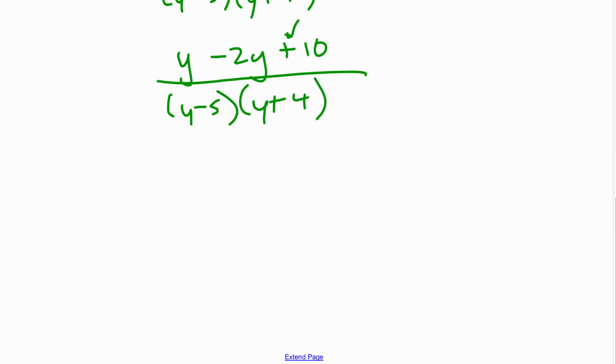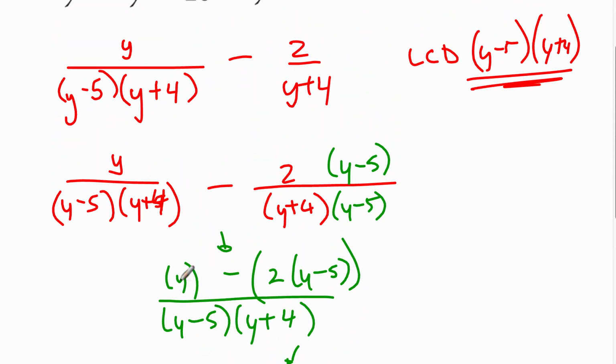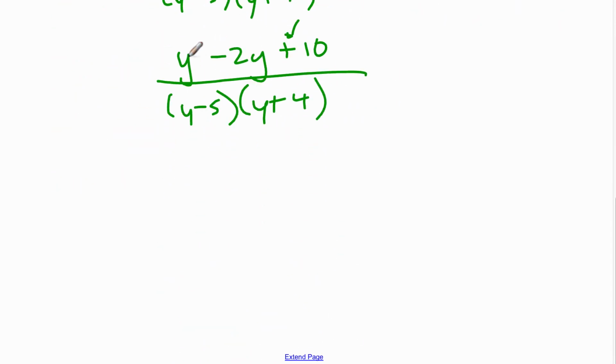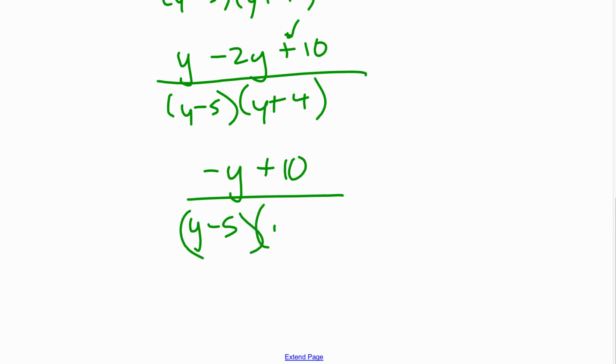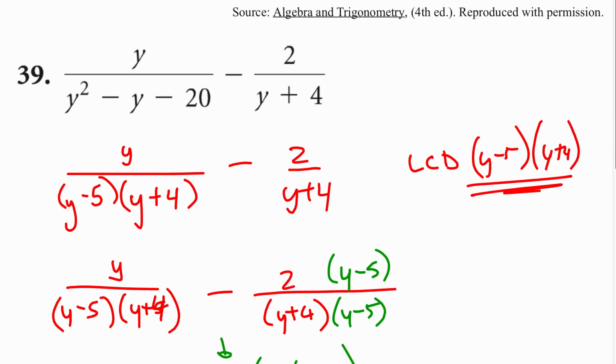Feeling pretty good at this point. That's not a y squared, eh? No, it's just a y. So therefore, at the end, I've got y minus 2y would be a minus 1y, plus 10 over the denominator y minus 5, y plus 4. So from here to here, I was just simplifying, collecting like terms on the top. And that would be my answer to that question, simplified.